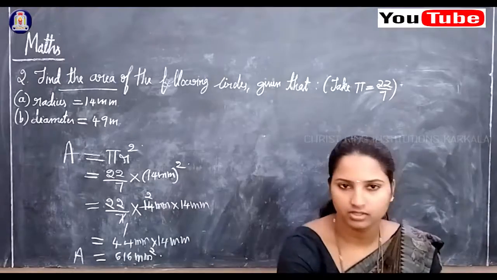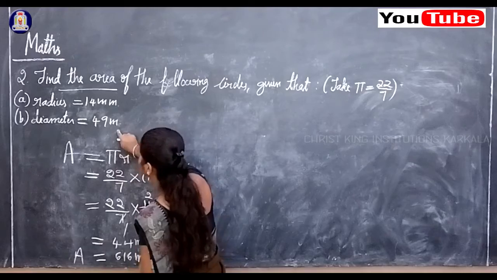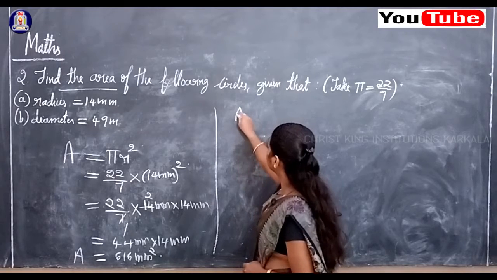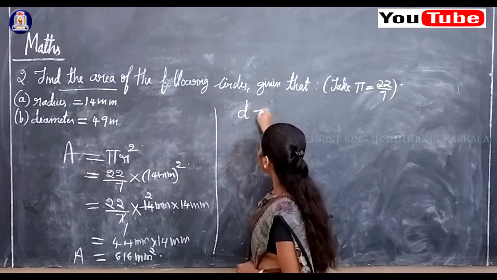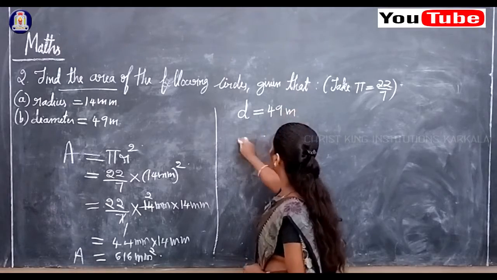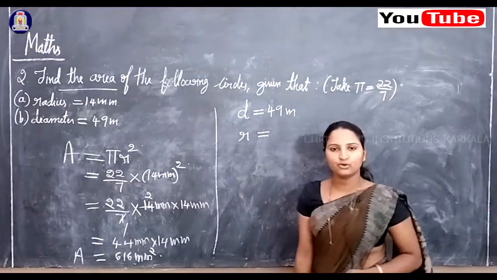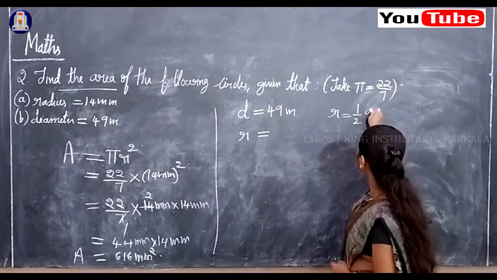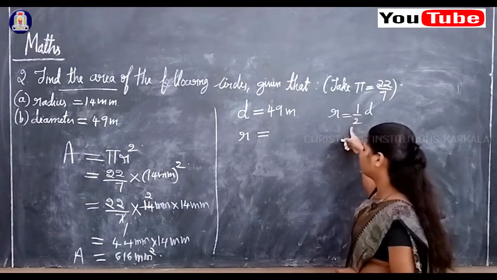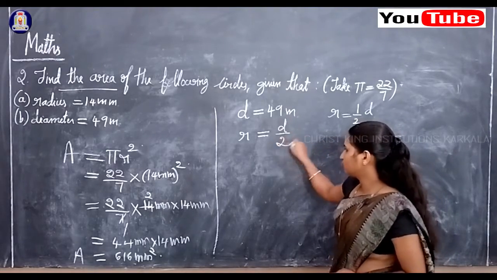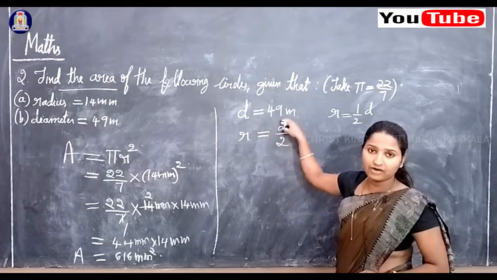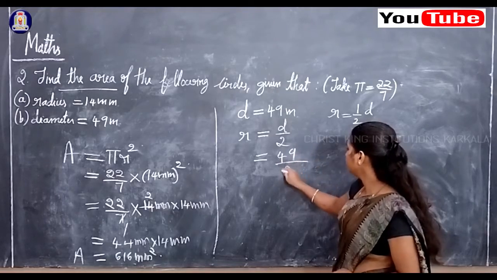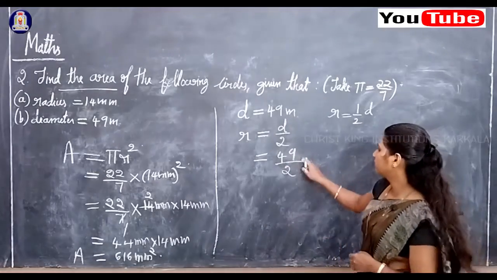Now B. One more question, sub questions here. Diameter. So if the diameter is 49 meter, first, what is the radius? So how to find the radius? Radius is half of the diameter, means d by 2. Diameter divided by 2, half of the diameter. Radius is half of the diameter. So the diameter is 49 divided by 2.